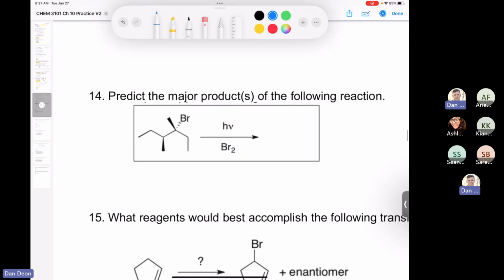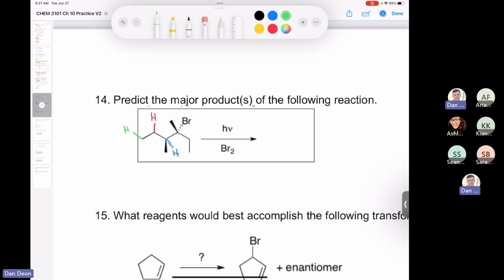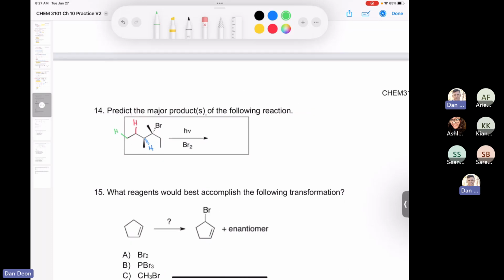So if I was to put the proton in here in blue, and let's say I put a proton in here in red, and let's say I put a proton here in green. This is not a trick question. Where is the new bromine going to be installed? At which position? Exactly, the blue, right? Because after you do the hydrogen abstraction, you're going to form a radical there.